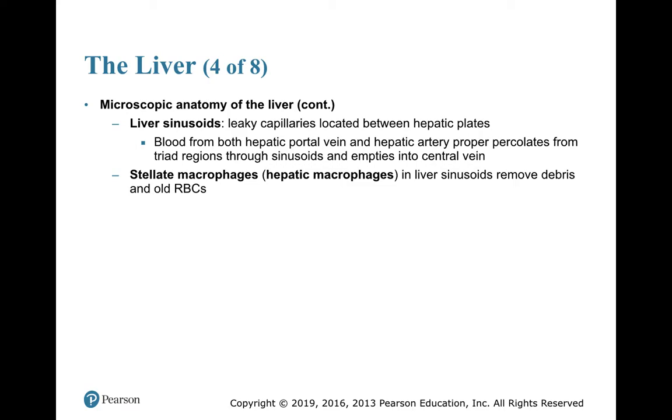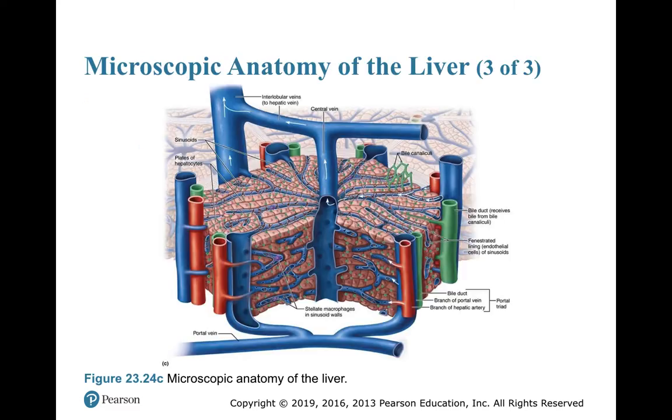The sinusoids are leaky capillaries located between the hepatic plates. Blood from both the hepatic portal vein and hepatic artery percolates from triad regions through the sinusoids and empties into the central vein. There are resident macrophages there called stellate macrophages or hepatic macrophages that are going to remove debris and any old red blood cells that show up there. So here is our triad structure, and everything will be picked up by the central vein.